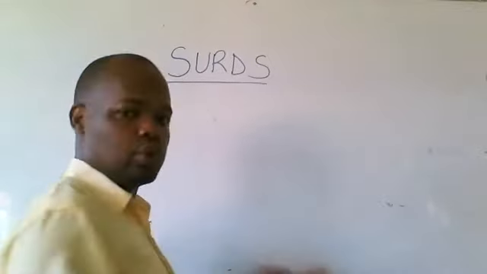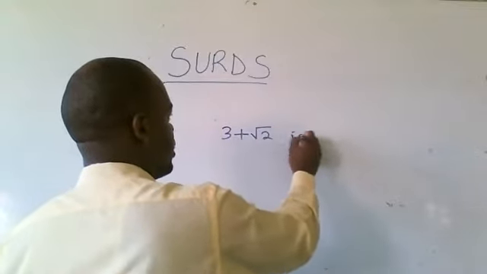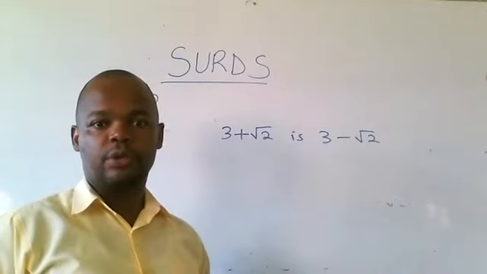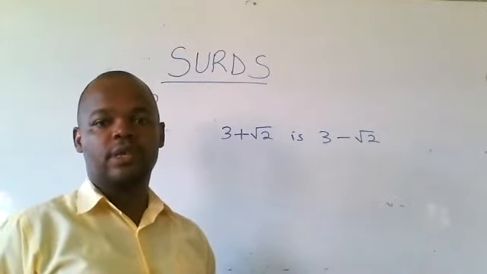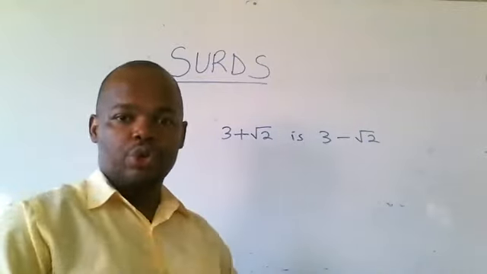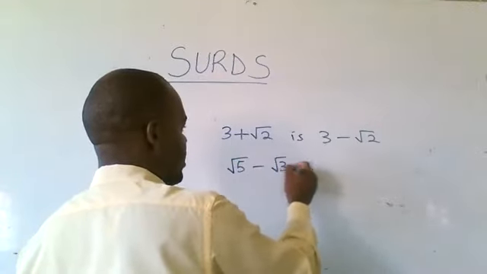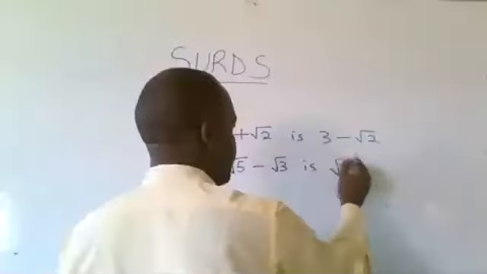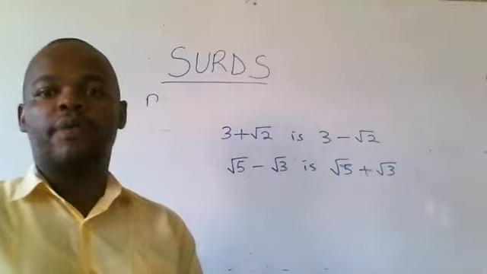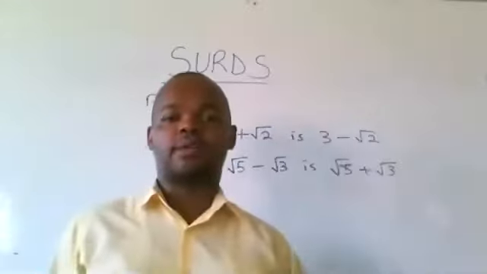For example, the conjugate of 3 plus square root of 2 is 3 minus square root of 2. The conjugate of square root of 5 minus square root of 3 is square root of 5 plus square root of 3. So when I'm talking about conjugate, it means we change the sign, plus to minus and minus to plus, and the rest remains the same.